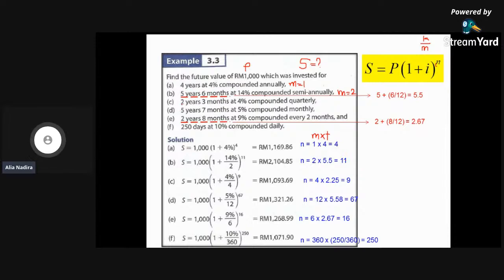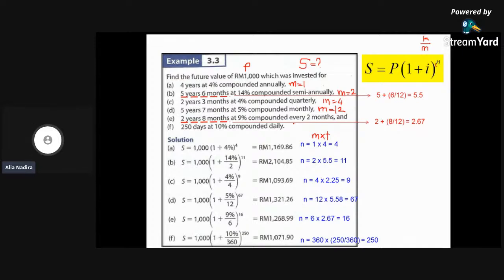Okay, same goes to the next one. It's just that this one, M is quarterly. So what is quarterly? M is 4. Same thing. Okay, just substitute into the formula. M is 12 for compounded monthly. Then this one compounded every 2 months. So that means every 2 months is interest.